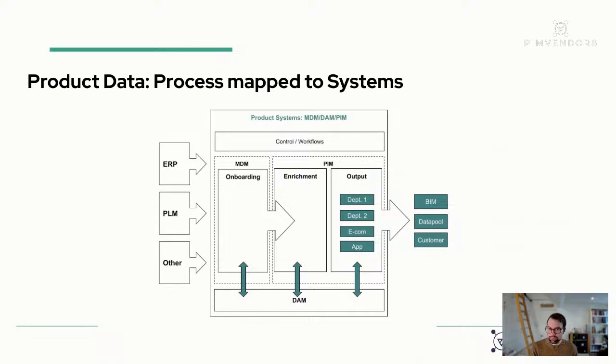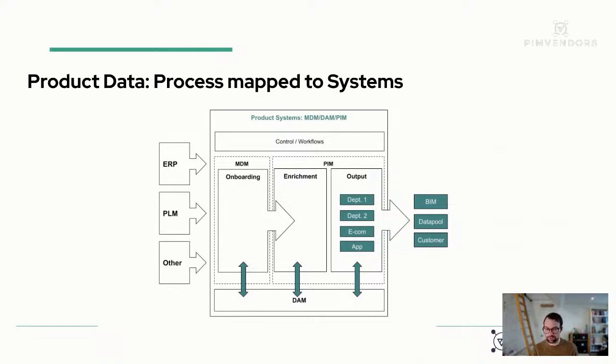We then map that process, so the onboarding, enrichment, and then the publication or the output, to the different systems. So here on the left, you see the different input systems. So that could be your ERP, your product lifecycle management tool, other tools. Those go directly into your PIM, or maybe even into your MDM, your master data management tool, if you have to manage a complex product data model across organizations, maybe. In that tool, you do the onboarding.